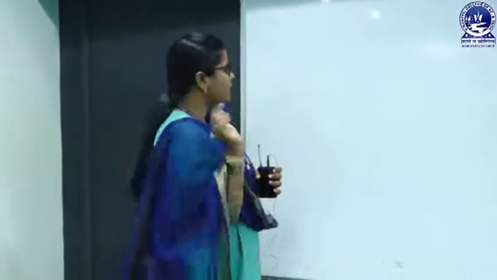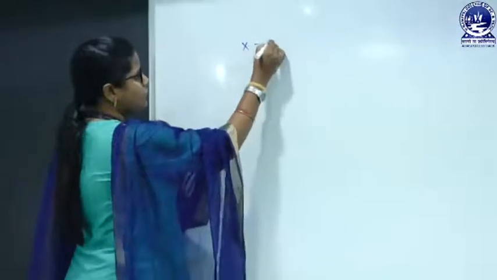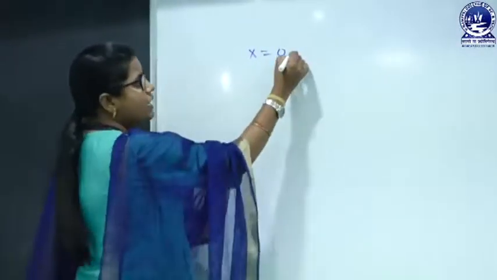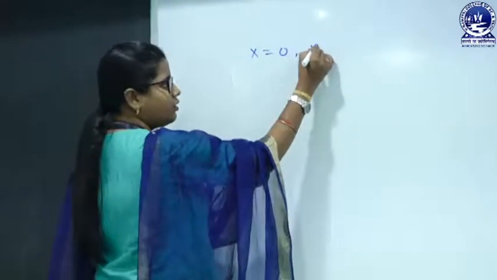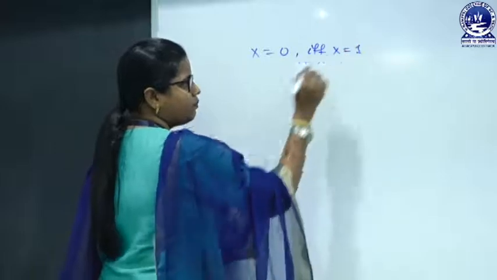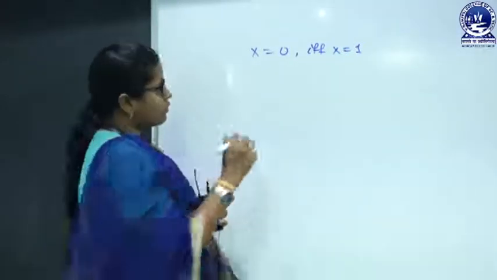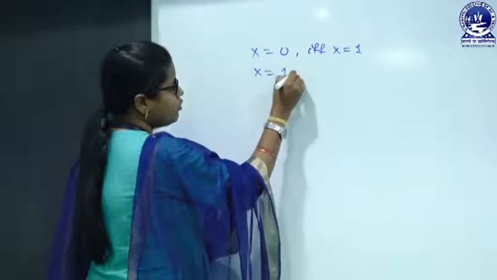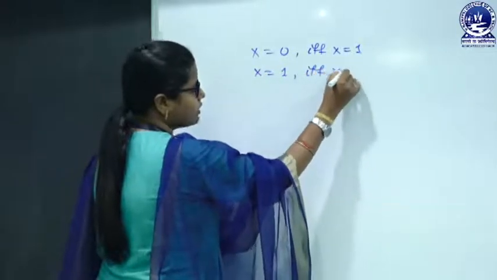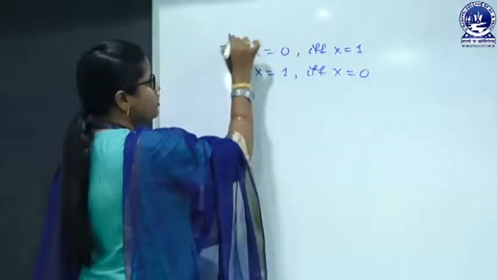So in our last video lecture we have discussed the basic laws of Boolean algebra. So what are those? From the first postulate we get x equals 0 if and only if x is not equal to 1, and x equals 1 if and only if x is not equal to 0. So this is the first postulate.